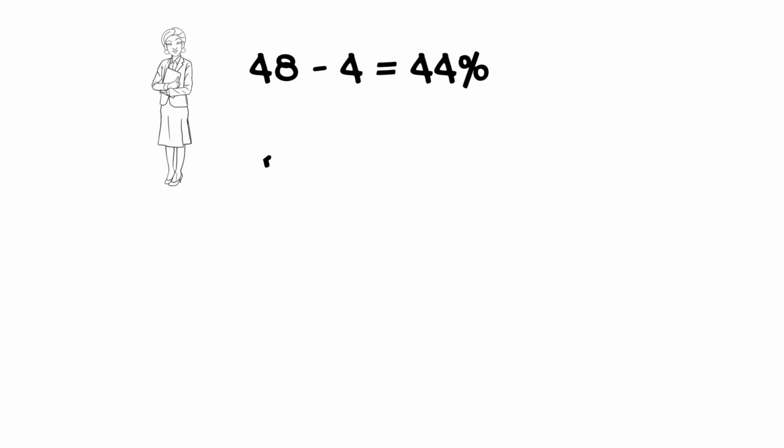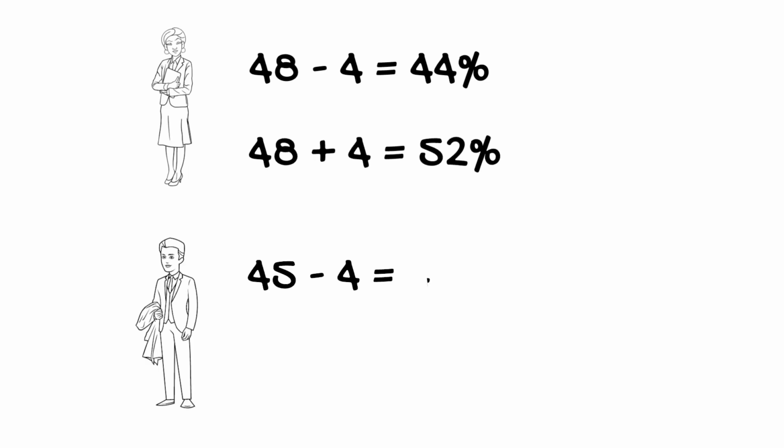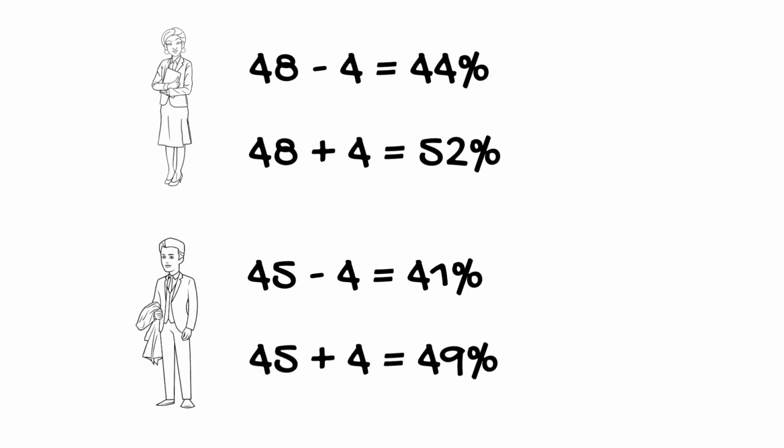To apply the margin to the poll's results, simply add and subtract the margin to and from each candidate's polling number. According to the poll, Smith's actual support falls somewhere between 44 and 52%, and Jones's support falls somewhere between 41 and 49%. But how does this translate to Smith's 3-point lead in the poll?